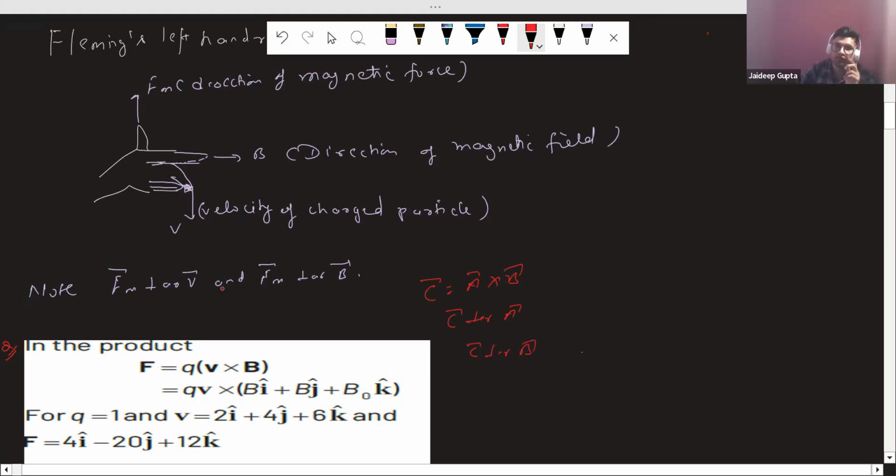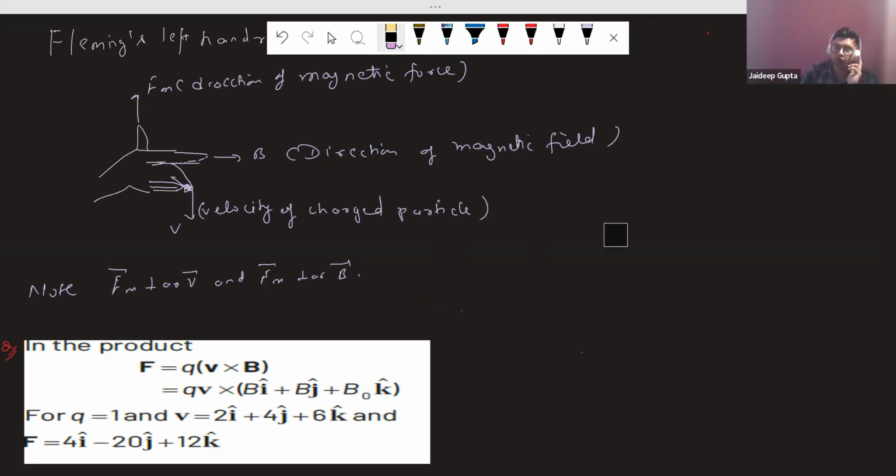So likewise, for the magnetic force we use the cross product, so the magnetic force must be perpendicular to the velocity, and the magnetic force must be perpendicular to the magnetic field. Just remember the formula, F equals q v B sine theta. I think everyone knows cross product.